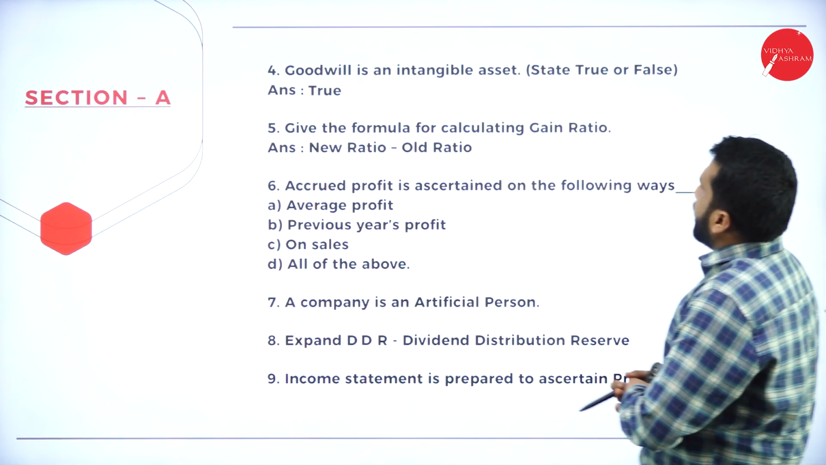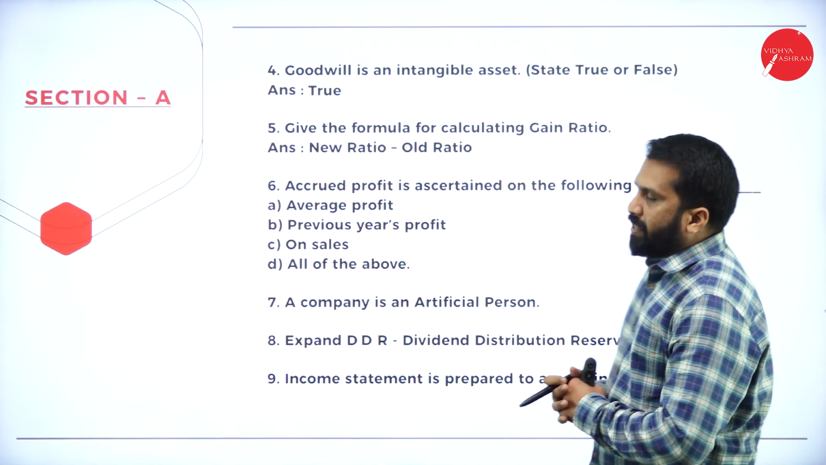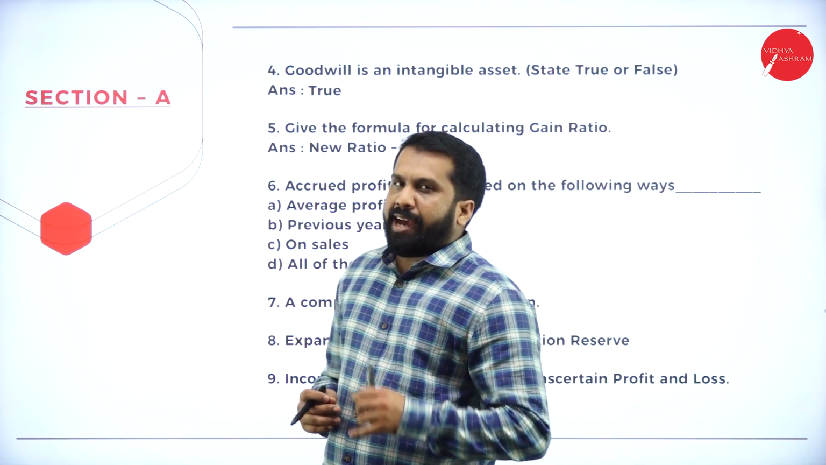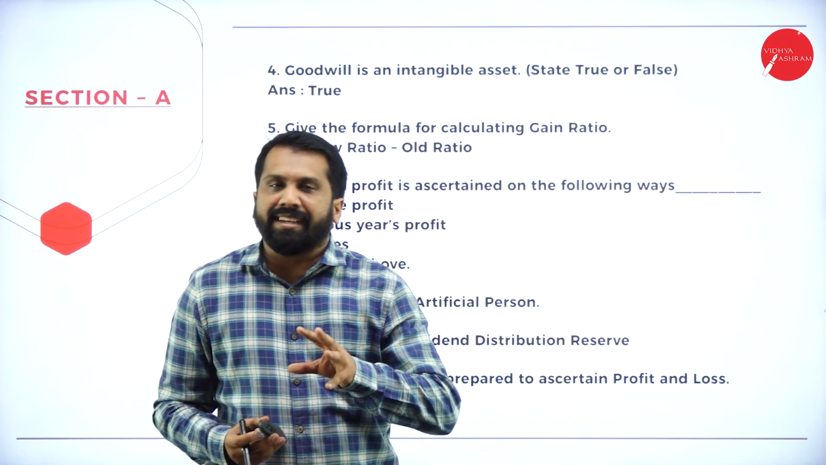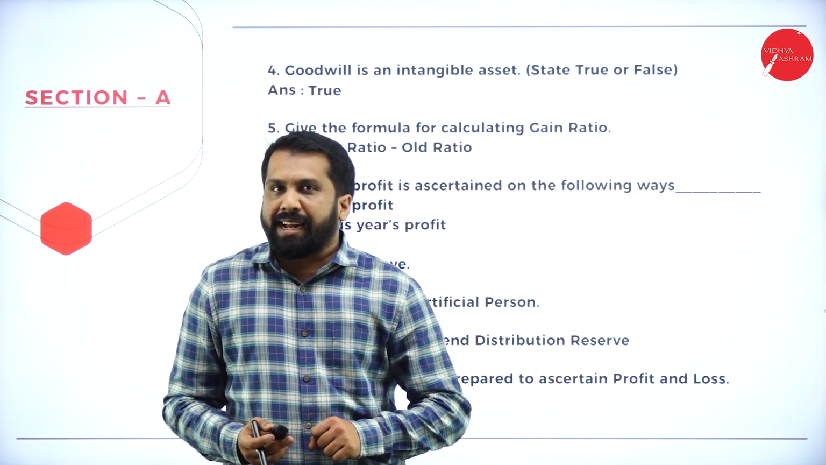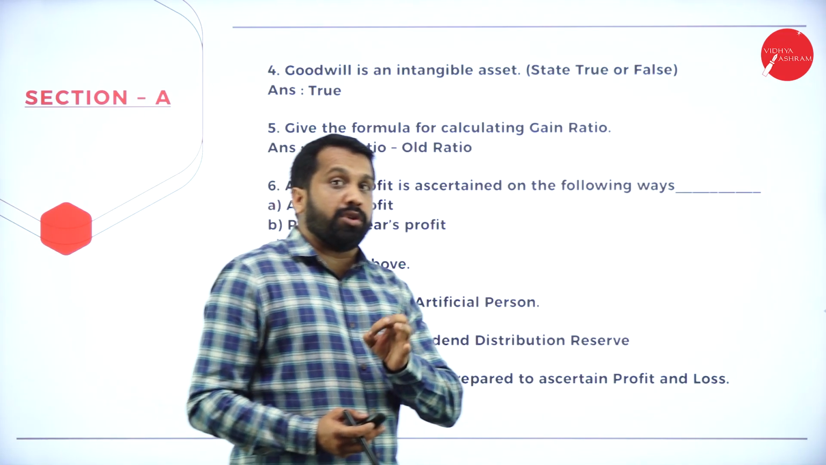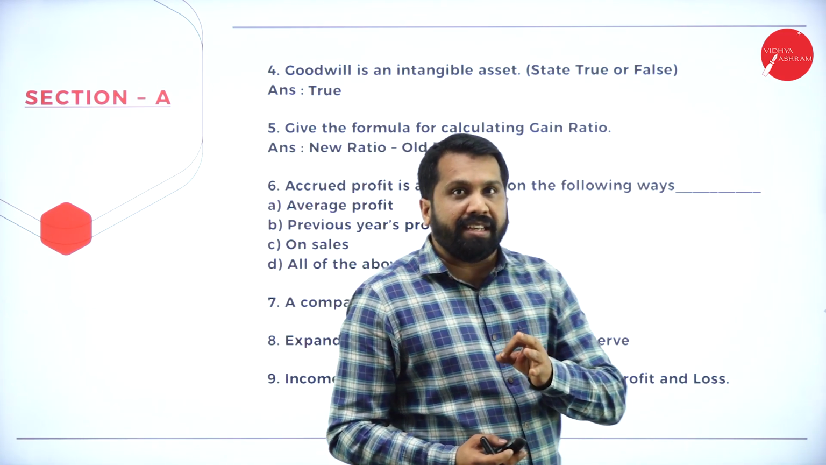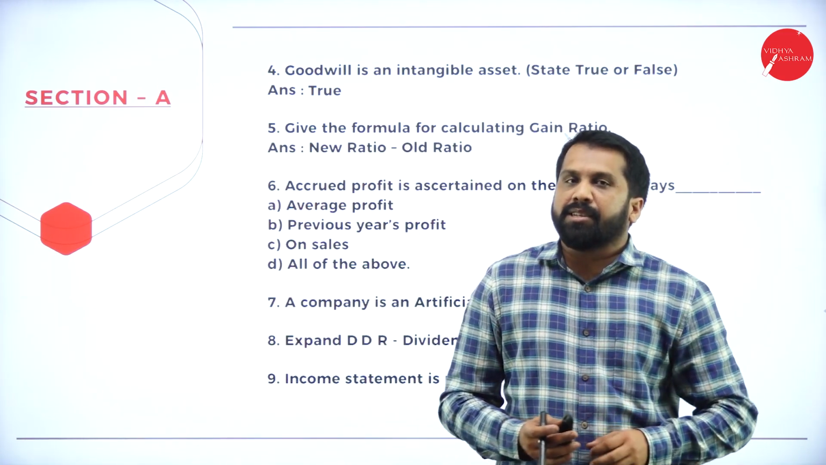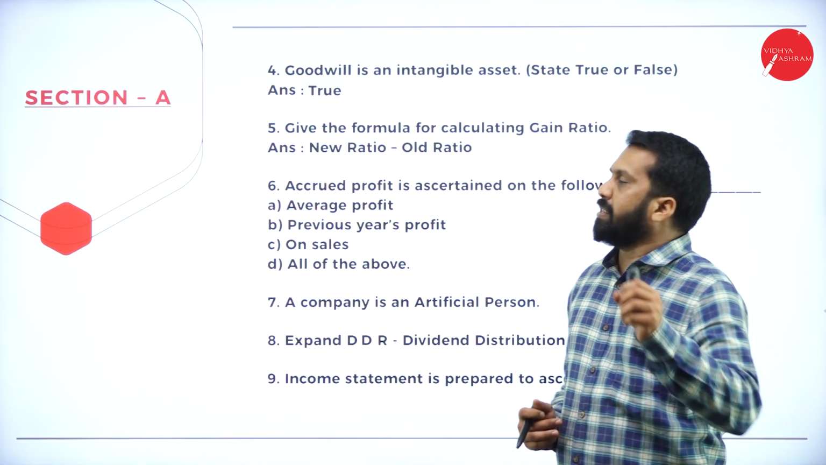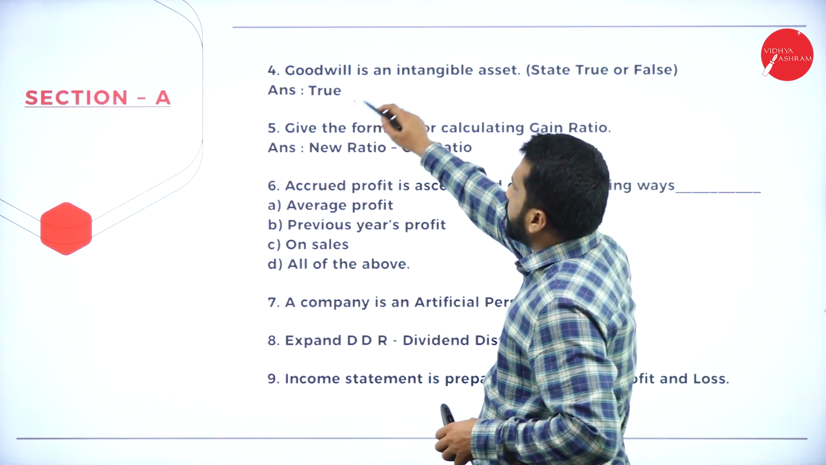So, goodwill is an intangible asset. Whether it is true or false. As you know, goodwill is what? Intangible. What do you mean by intangible? The things which you cannot touch, you cannot feel, you cannot see. That is called intangible. The answer is true. So, we have to consider it as true.